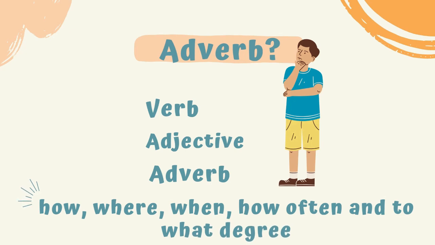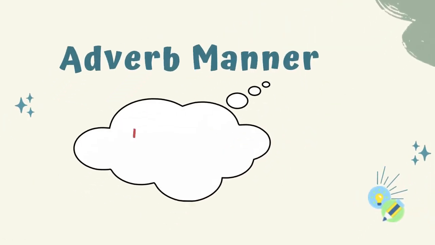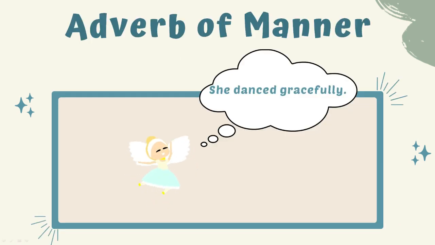Now let's move on to the kinds of adverbs. The first in our list is the adverb of manner. The adverb of manner answers the question how. Let's have some examples. She danced gracefully.